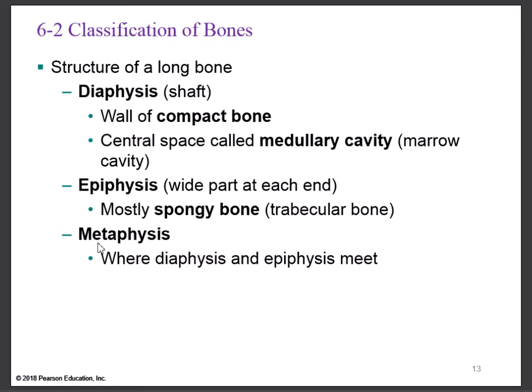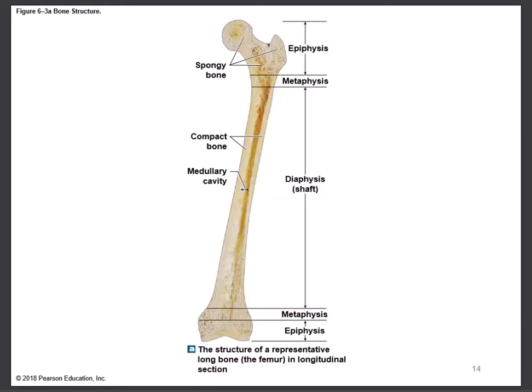The metaphysis is the place where the epiphyses meets the diaphysis. If we look down over here, this was the epiphyses. This was the diaphysis here. So this joining place right here is the metaphysis. This is where our growth plate is located during our formative years, and then it eventually becomes bone. Here's the metaphysis proximally. So wherever the epiphyses meets the diaphysis, that is going to be called the metaphysis.